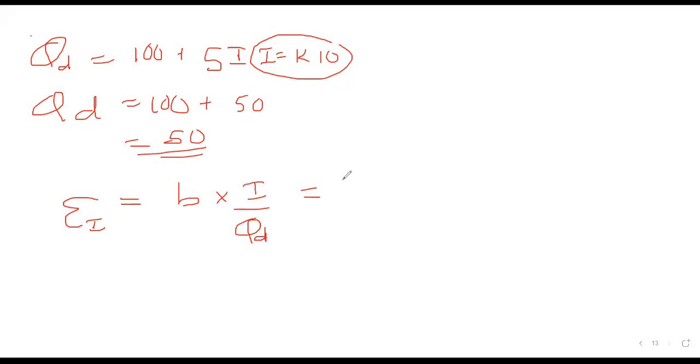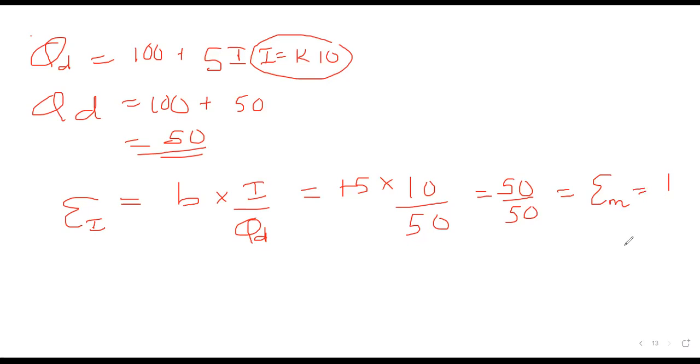So our slope here is positive 5. Our income was 10, and our quantity demanded was 50. So we have 50 over 50, which gives us a positive 1. So what type of good is this? It's a normal good. Excellent.